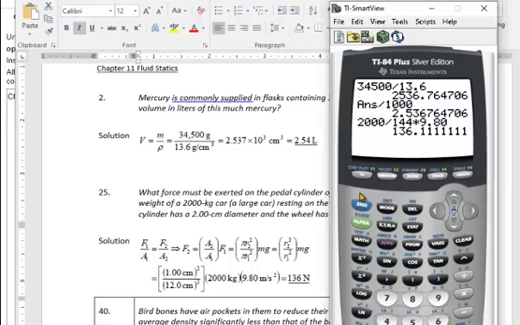So to lift a car of 2,000 kilograms, which is about 4,500 pounds, all you need is 136 newtons, which is in the neighborhood of 30 pounds. That's really all you need with this hydraulic pump.